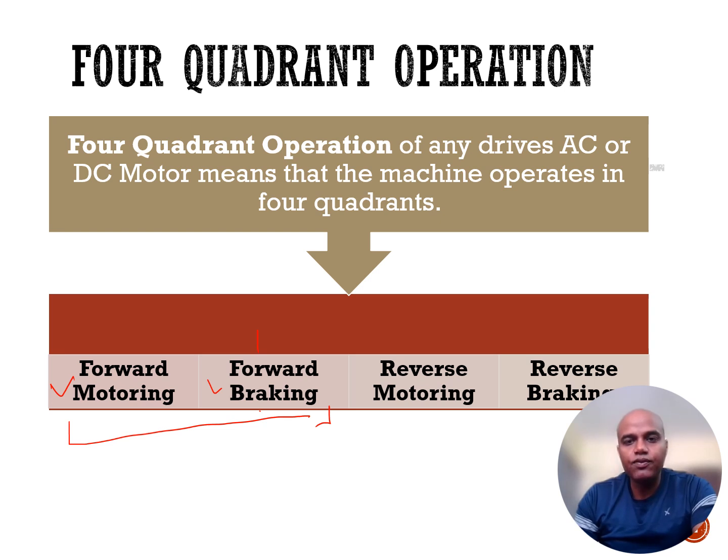Similarly, if we have to move an EV in the reverse direction, that is nothing but the reverse motoring mode. And if we have some kind of braking system in the reverse direction, then it will have the fourth quadrant operation, which is the reverse braking. And the regenerative braking also works among these four quadrants. The regenerative braking also happens, which we will understand by taking one example.